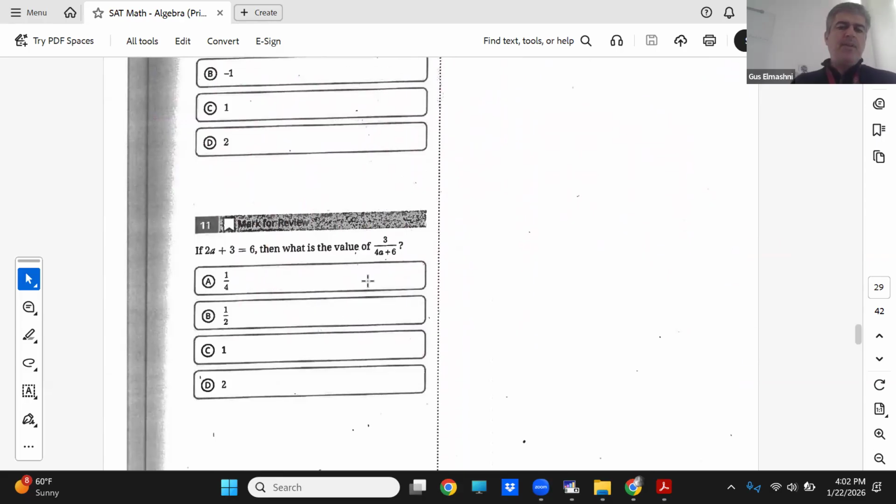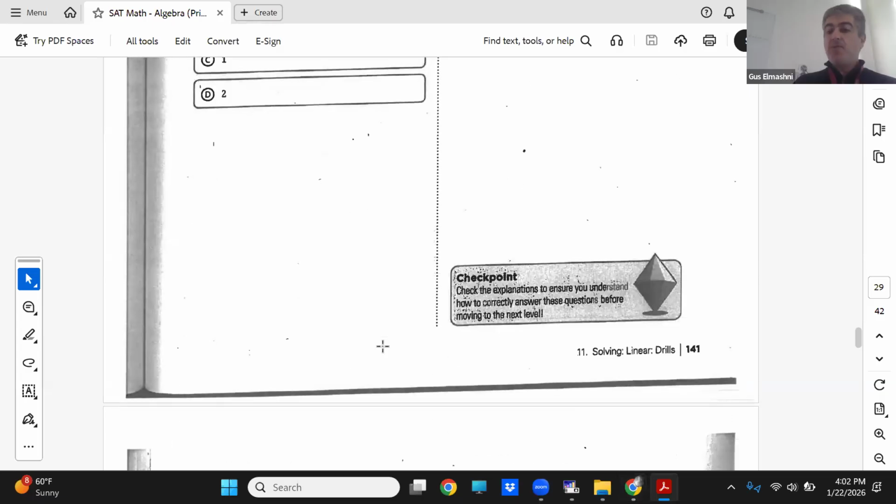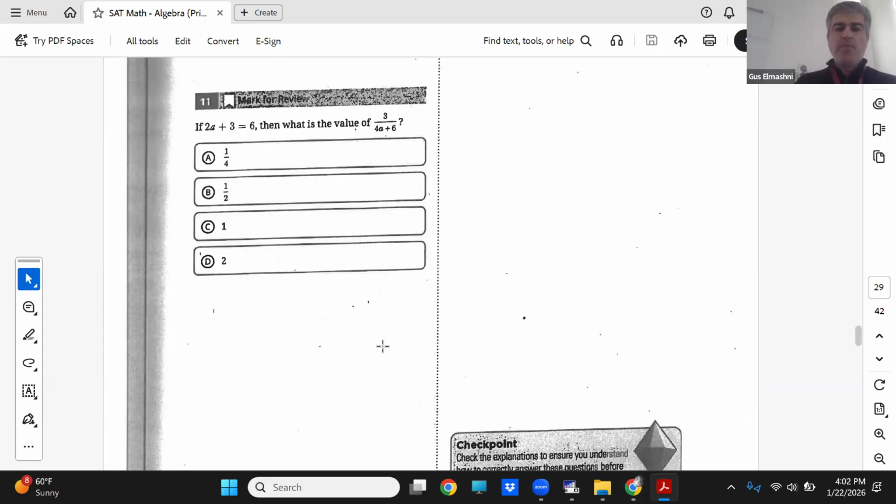You could actually do this. Let's take a look at 11. I'm going to Desmos again. Oh, sorry, my bad. Page 141, chapter 11. Page 141. I think we could do this.